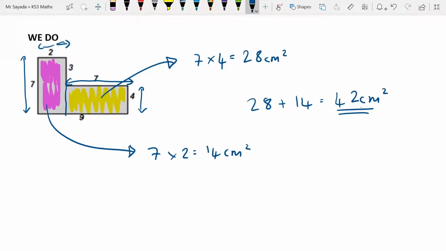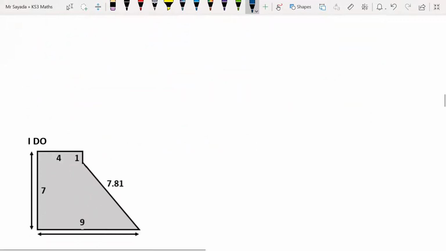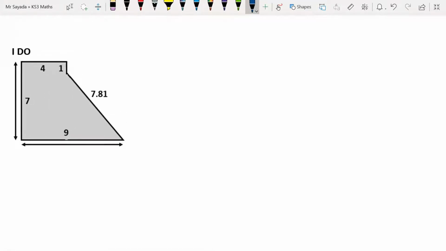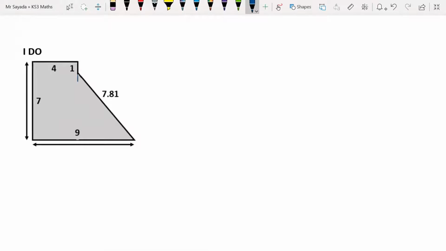So altogether, I firstly split the shape up, then I found the area of each individual part, and then added together the areas. I'm now going to do this example fully by myself. So this time, the first thing to do is spot that this is a rectangle and a triangle stuck together. So I'm going to put a dotted line along here to show you the 2 shapes. So I have the rectangle on the left, which I'm going to shade yellow, and I have the triangle on the right, which I'm going to shade pink.